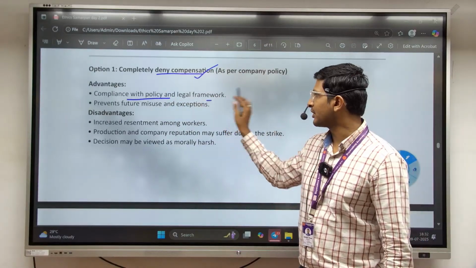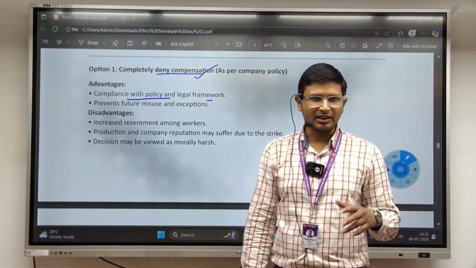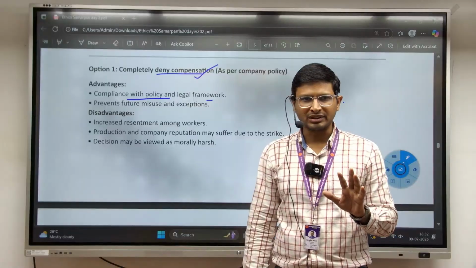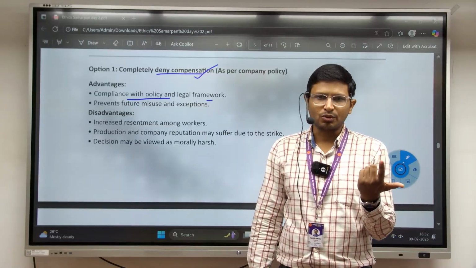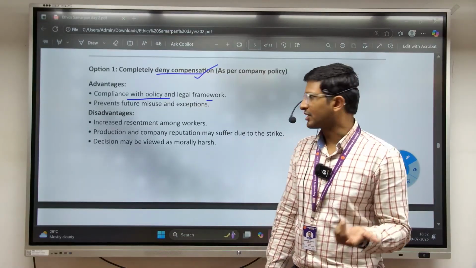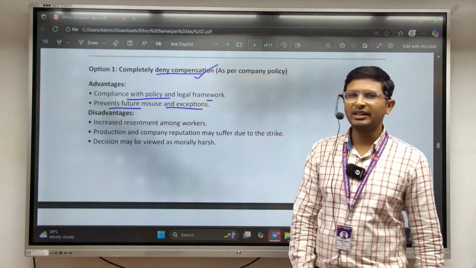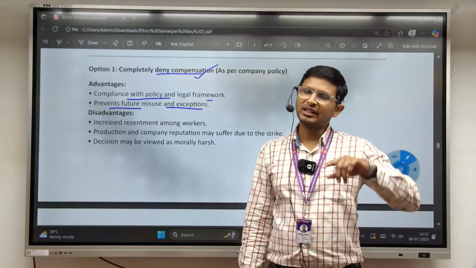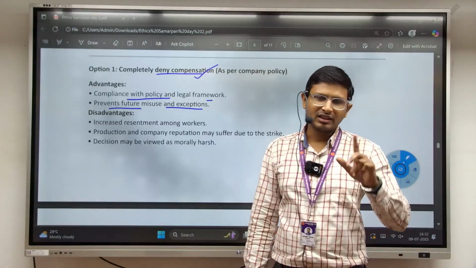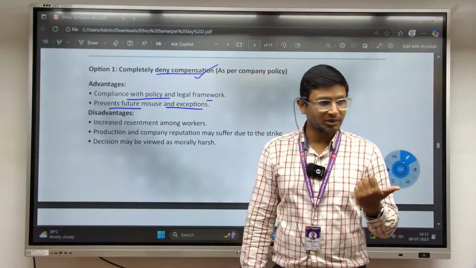And the legal framework, because company policy is clear. If it's your mistake, we cannot provide you compensation. The worker was consuming the alcohol, so that was the worker's mistake. So with compliance with the company policy, you prevent future misuse and the exceptions. You ensure that in future this will not happen. Any worker with his mistake will not ask for the compensation.